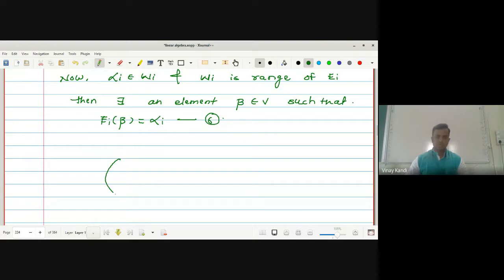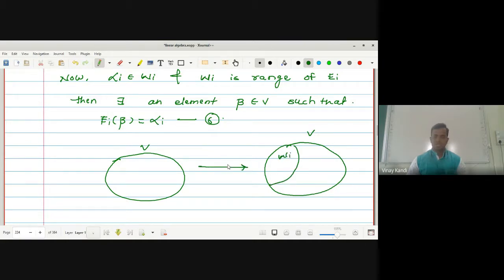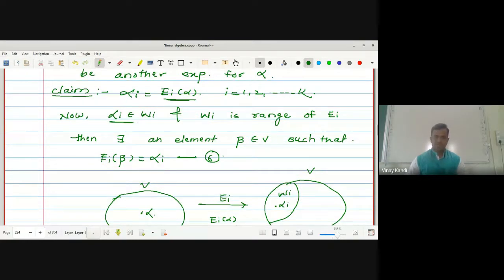This one is the domain of phi. This one is the codomain of phi. Suppose this is W I and this is E I. Okay, and this is alpha I. This is alpha. What is E I of alpha? It is equal to alpha I. Fine. Okay, if my alpha I is in my W I, think in reverse.